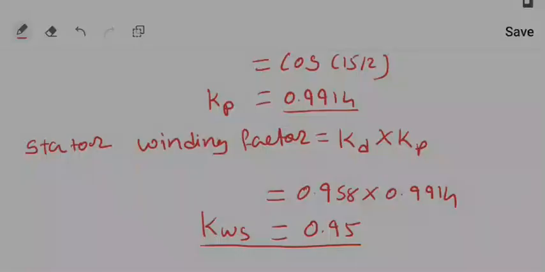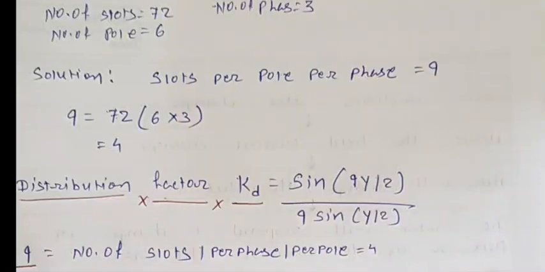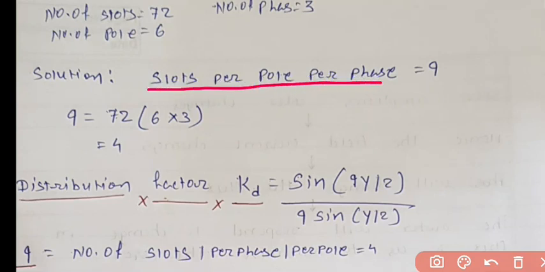I would like to recall what we have gone through up till now. First of all, we found the slots per pole per phase, which is equal to 9.